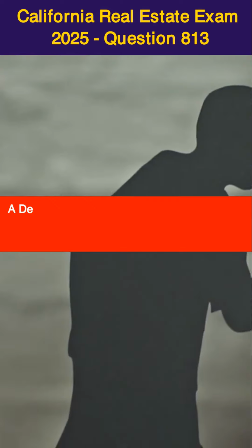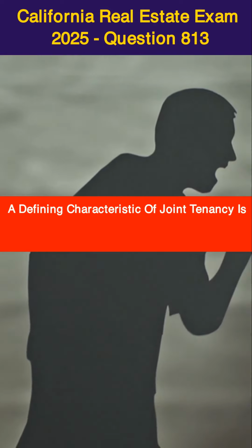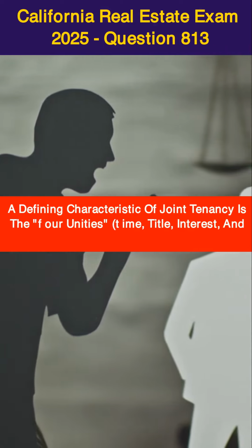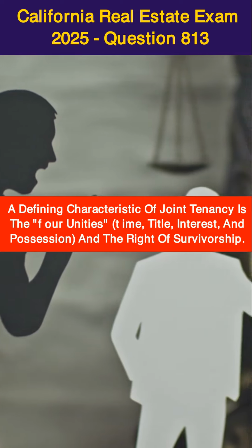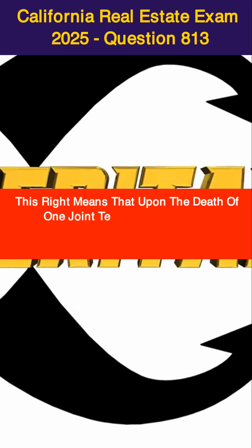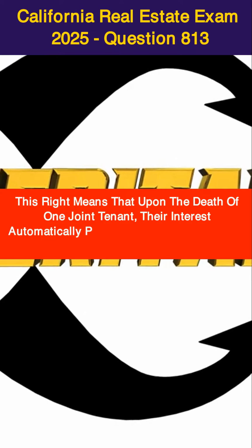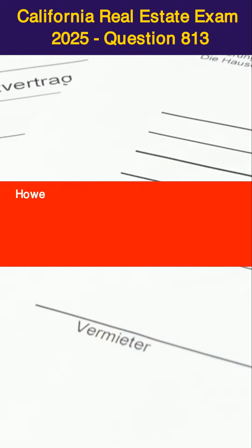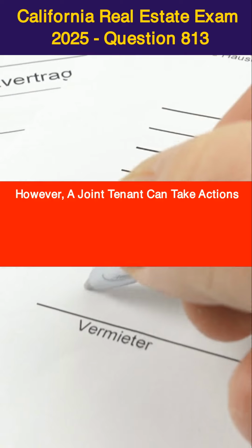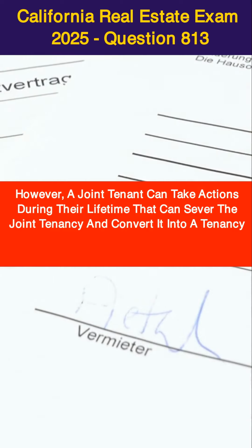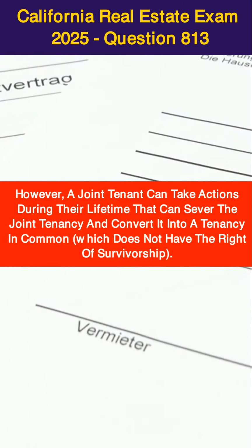All of the above. A defining characteristic of joint tenancy is the 4 unities: time, title, interest, and possession, and the right of survivorship. This right means that upon the death of one joint tenant, their interest automatically passes to the surviving joint tenants, bypassing probate. However, a joint tenant can take actions during their lifetime that can sever the joint tenancy and convert it into a tenancy in common, which does not have the right of survivorship.